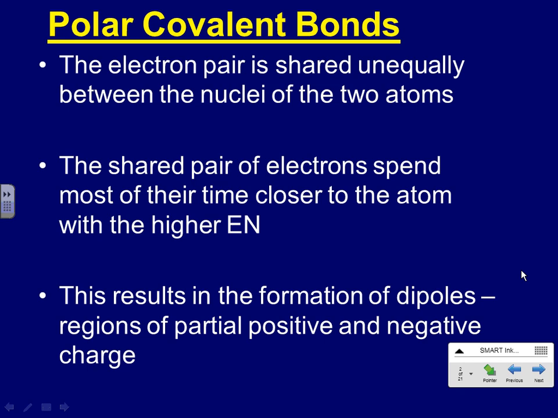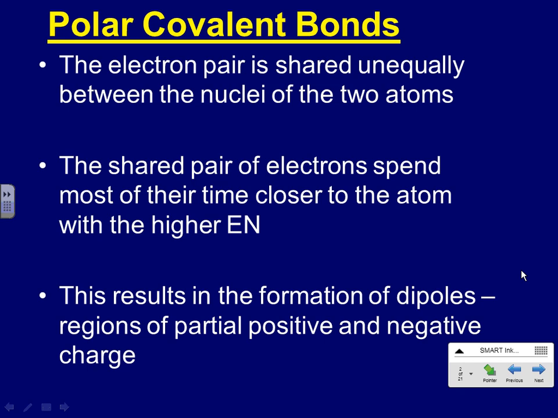The electron pair is shared unequally between the nuclei of two atoms if they're polar. The shared pair of electrons spends most of their time closer to the atom with the higher En. And again, I guess that's not a new interpretation. In our quantum idea, right, we've got this probability of finding the electrons. And in our Lewis idea, we've got this line that represents the two electrons. So last year, I would have stated the one with the higher electronegativity just would pull those two electrons closer to it.